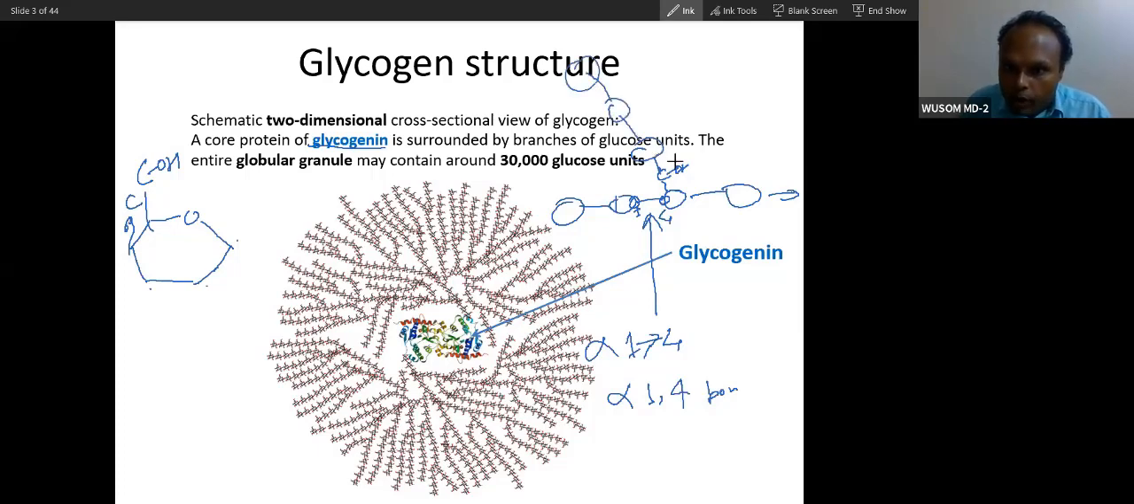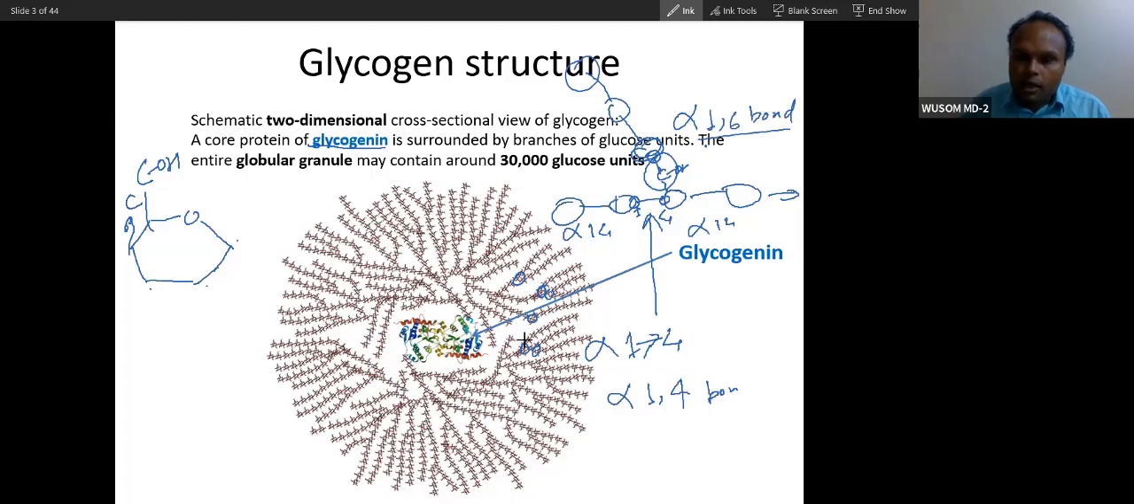So you can see this bond, the straight chain bond will be alpha 1,4, but this bond here at the point of branching, only at the branching, is with the 6 number. The first carbon of this glucose will bind to the 6th carbon of this glucose, and that is why we call it a 1,6 bond, alpha 1,6 bond.